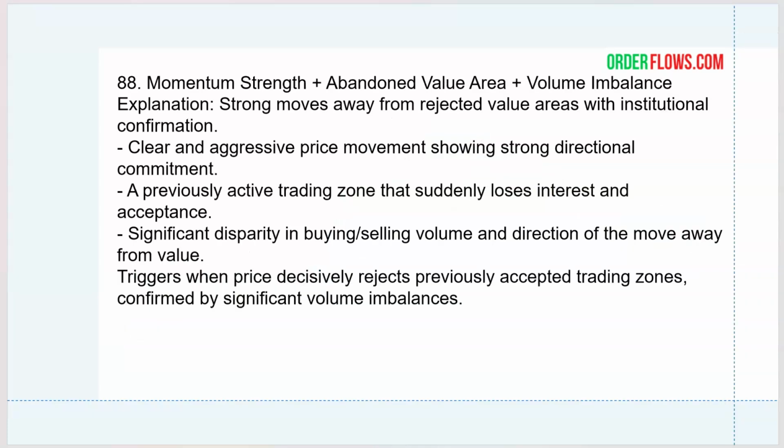Number 88, momentum strength plus abandoned value area plus volume imbalance. And the explanation is strong moves away from rejected value areas with institutional confirmation. You have clear and aggressive price movement showing strong directional commitment. Previously active trading zone that suddenly loses interest and acceptance. Significant disparity in buying, selling volume, and direction of the move away from value. Triggers when price decisively rejects previously accepted trading zones confirmed by significant volume imbalances.